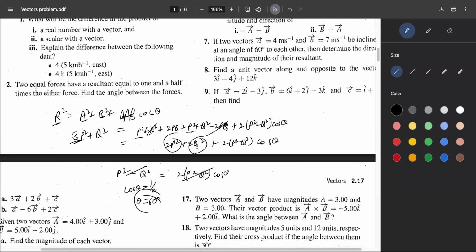At the end of the day, if your method is correct, at some point some cancellation will happen, and you will get the correct answer. Clear?